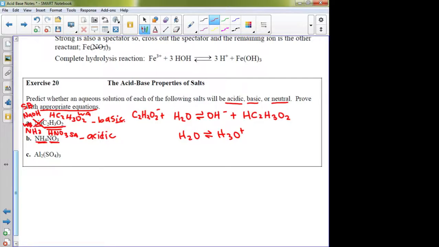All right. So now we would say my strong is a spectator, so that NO3 goes away. So my other reactant is what? The NH4 positive. And what's going to be my other product? NH3. We feel good about this? This is not as bad as we thought?